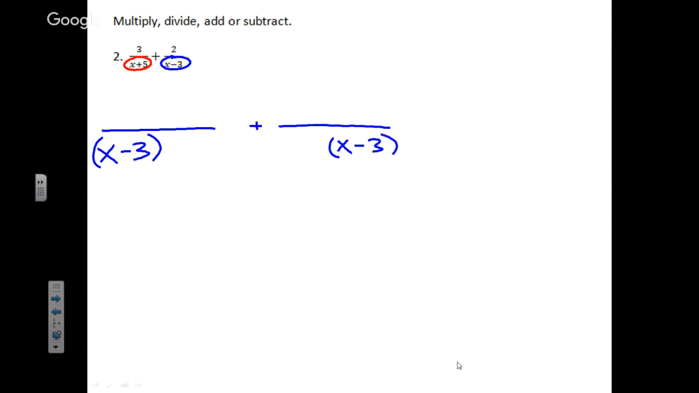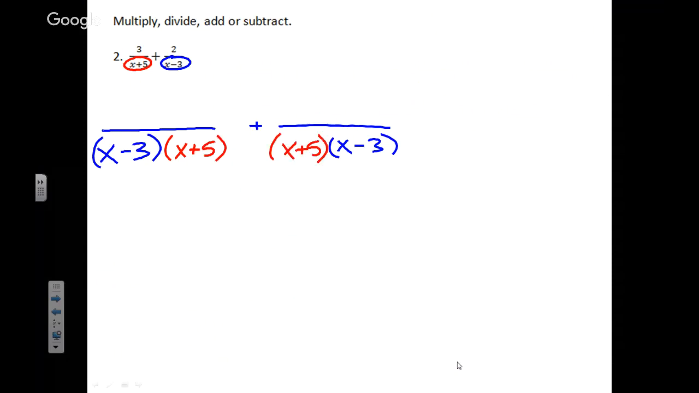Number 2. Now we're going to approach it with a different method. This is adding, so we have to have the bottoms be the same. I have an x plus 5 and an x minus 3, and I need both of them to have both. So I'm going to give the left side an x minus 3, and the right side already had an x minus 3. And I have to put an x plus 5 on this side, which needs an x plus 5.